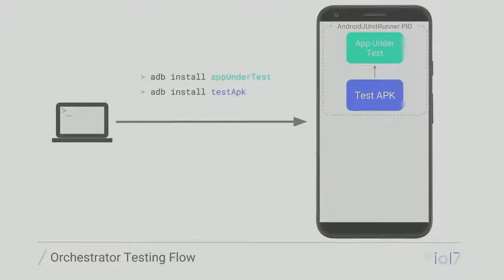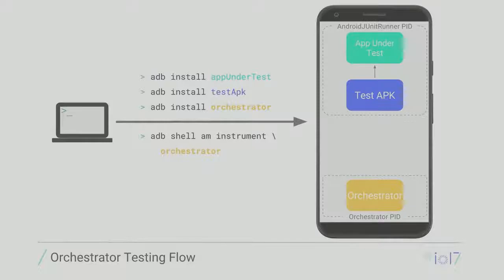So on top of installing the test APK and app under test, what we do now is we install a third APK on the device. And it's a service APK running in the background, containing the orchestrator. And then, instead of running multiple ADB commands, we run a single ADB command, but we don't instrument the app under test, we instrument the orchestrator directly. And then the orchestrator is going to do all its work on the device. So it's going to use Android JUnit Runner to collect your tests, but then it's going to run each of those tests in its own invocation.